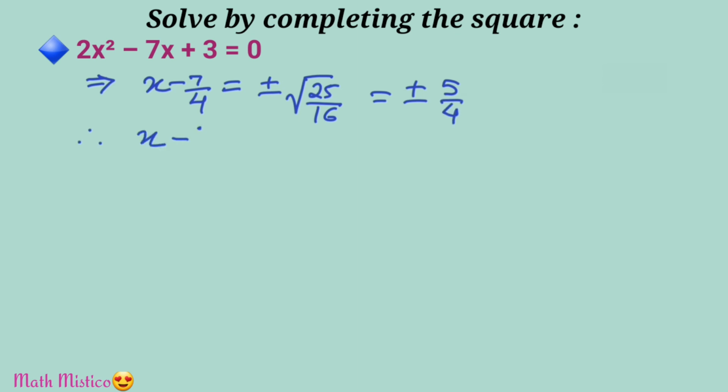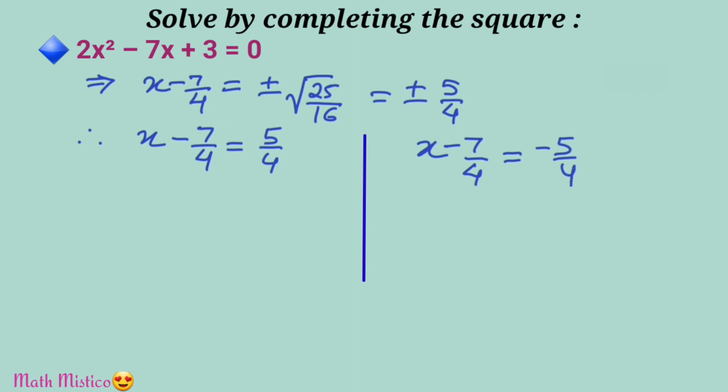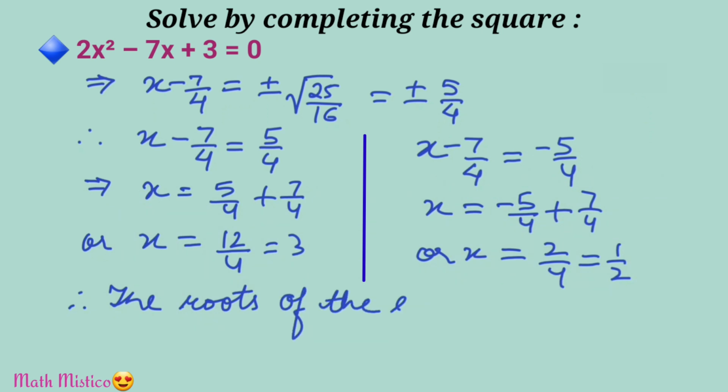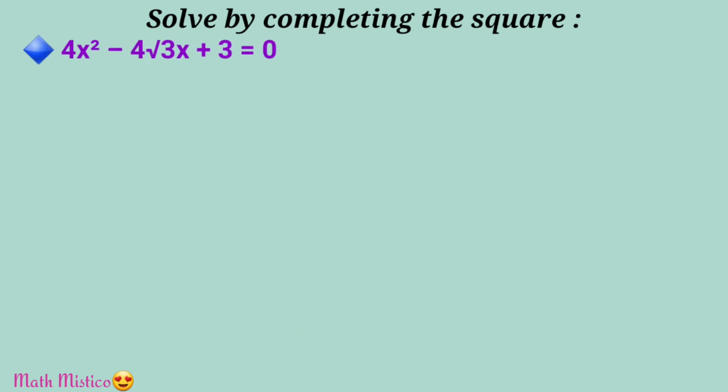So the roots are given by x minus 7 by 4 equal to 5 by 4 and x minus 7 by 4 equal to minus 5 by 4. Here we have x equal to 5 by 4 plus 7 by 4. After LCM, we get 12 by 4, which is equal to 3. The other value is x equal to minus 5 by 4 plus 7 by 4, which gives x is equal to 1 upon 2. So the roots are 3 and 1 upon 2. Let's try another question.